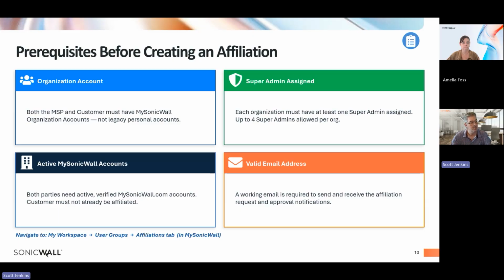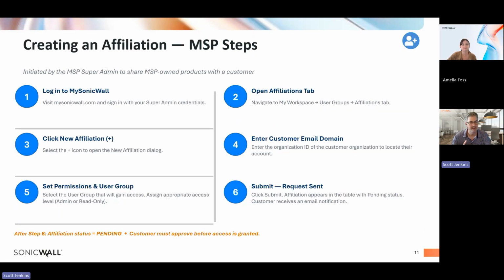If it's a customer, you probably only have one tenant. If it's an MSP, then go ahead and pick the appropriate customer's tenant and add that in. You're going to open that up and roll through. That will automatically create that affiliation. A user group gets generated that has rights across.